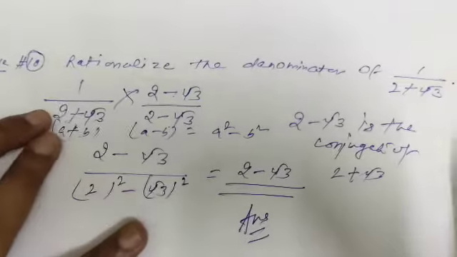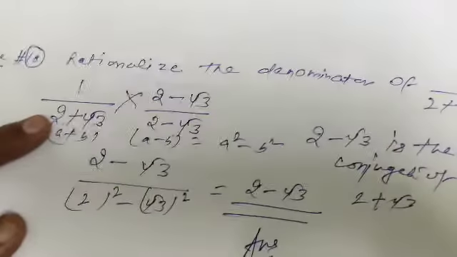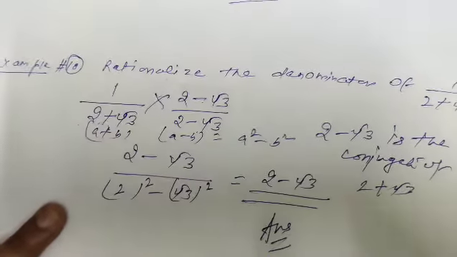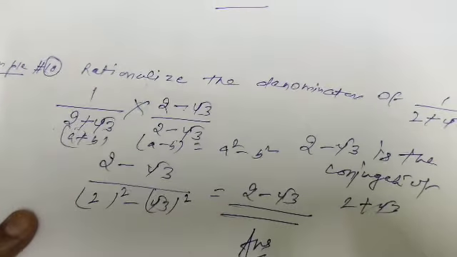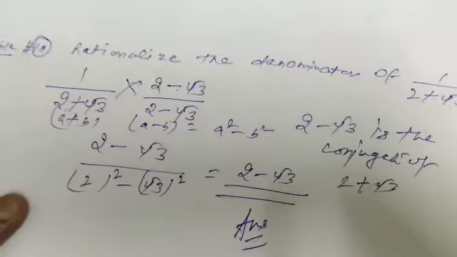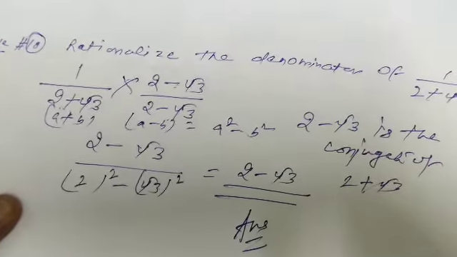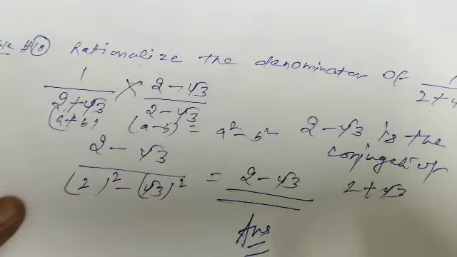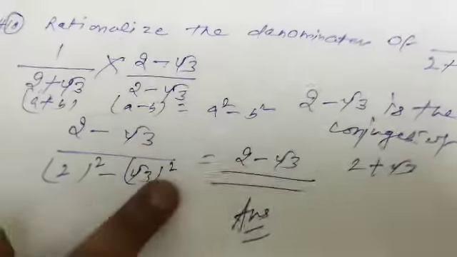If you just see 2 plus root 3 and you want to check the answer, what do you do? You see the a square, 2 square is 4 and root 3 square is 3. If the difference is 1, then you can directly write the conjugate. This is for the competitive point of view, not for the academic point of view. For academic, you have to multiply with its conjugate in the numerator and in the denominator also. In this way, you solve it.